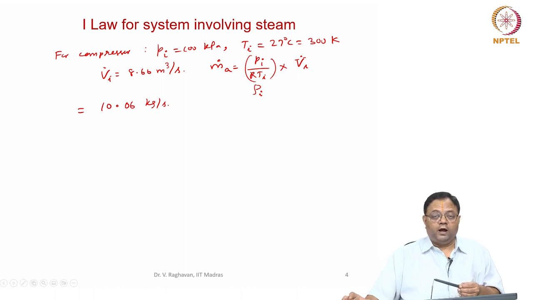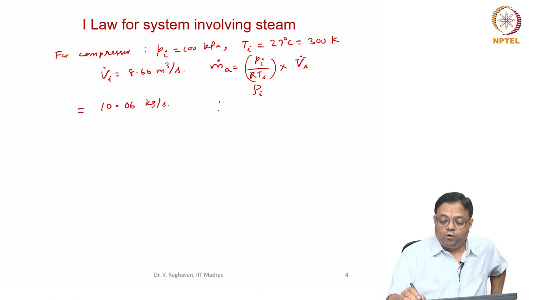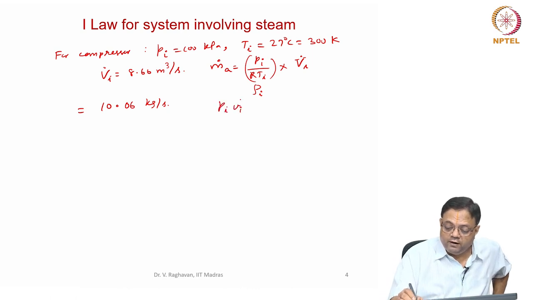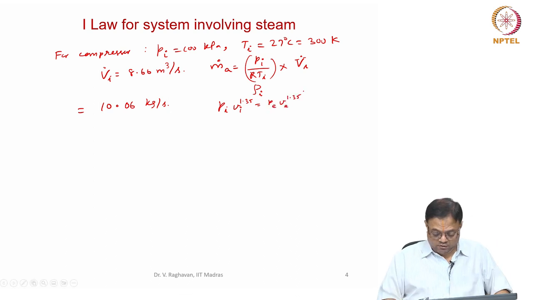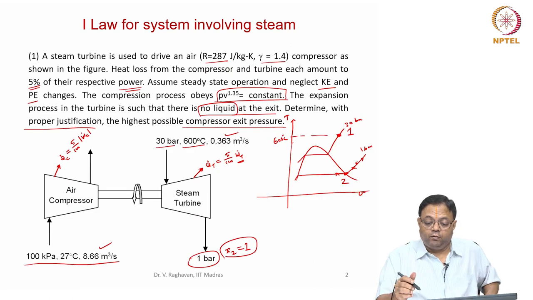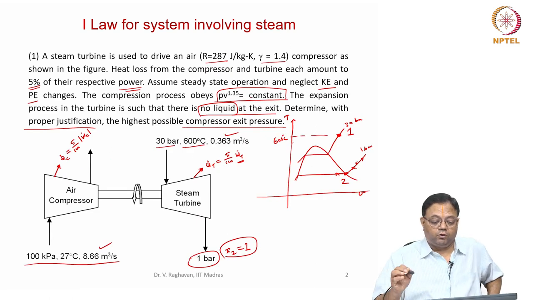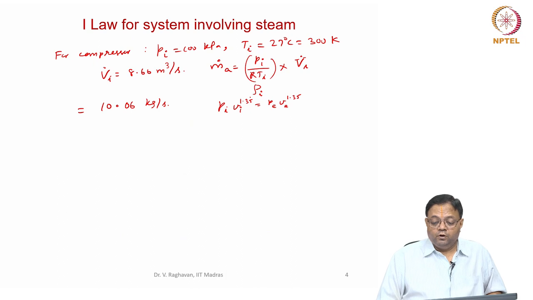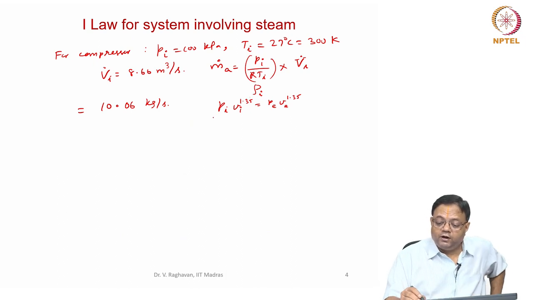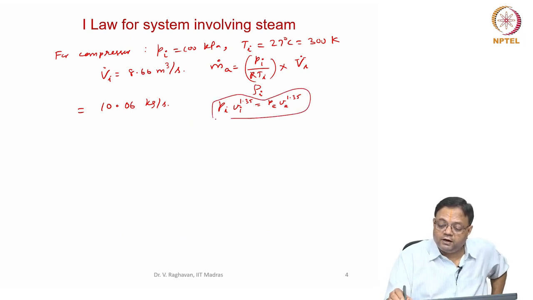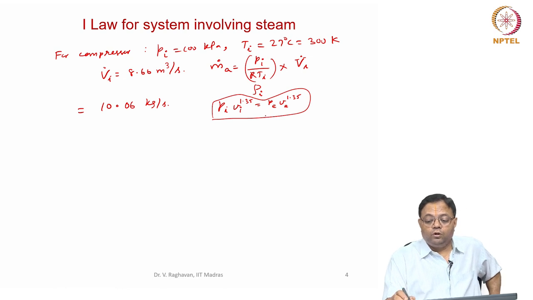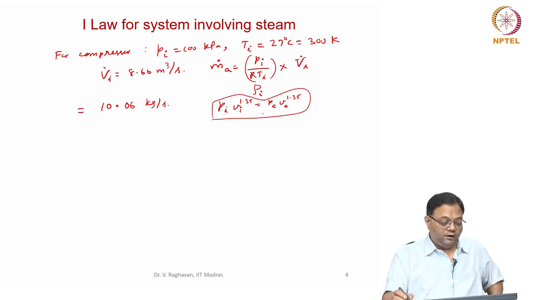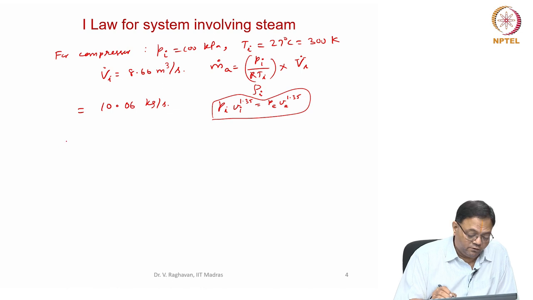So, now I need to find the maximum compression pressure. I know that Pi Vi power 1.35 equal to Pe Ve power 1.35. That is given, you can go back and see in the problem. PV power 1.35 equal to constant. But first of all, how to get the values? The exit pressure, I don't know. Correct. So, how to get that? First we go for the energy equation.